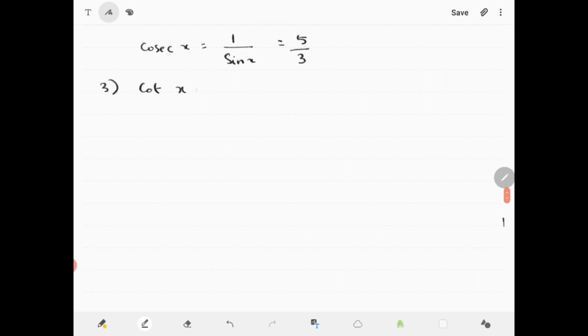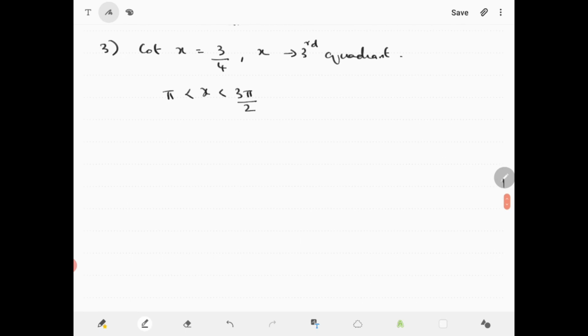Cot x is equal to 3 by 4, where x lies in the third quadrant. So x lies in the third quadrant, which means x lies between pi and 3 pi by 2, between 180 and 270. So tan x will be 1 by cot x, which will be reciprocal. So it's 4 by 3.